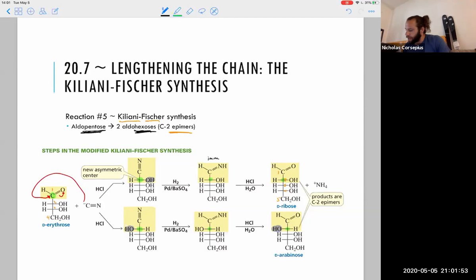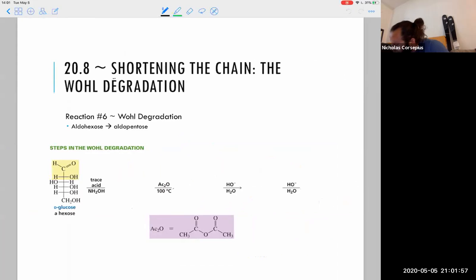All right, so that is lengthening the chain, right? So the next one we're going to talk about is how we shorten the chain by exactly 1 carbon. So this is now going the other way, going from an aldohexose to a pentose. And this is the Wohl degradation.